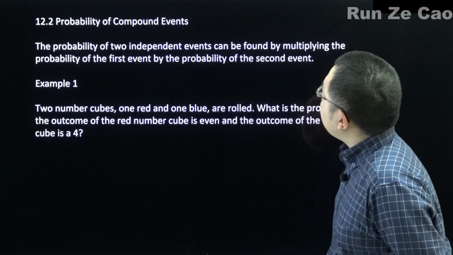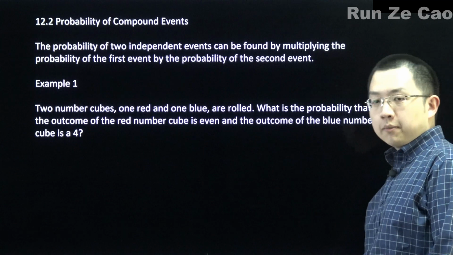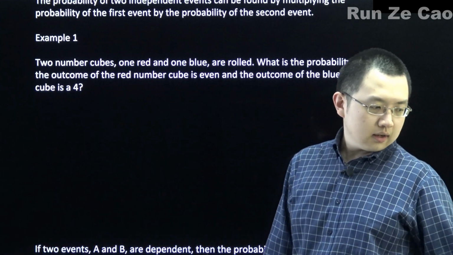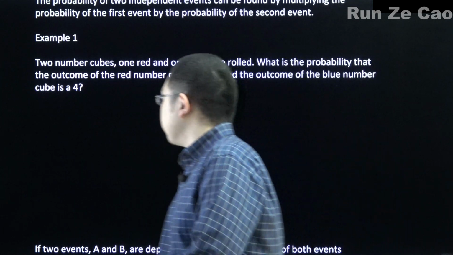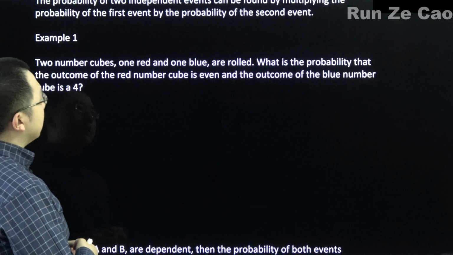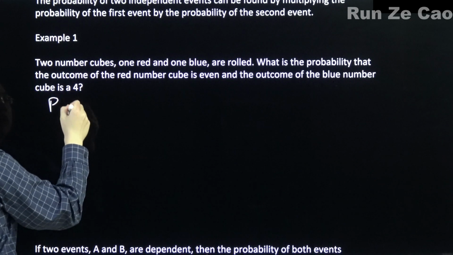Probability of compound events. The probability of 2 independent events can be found by multiplying the probability of the first by the probability of the second. So let's say we have 2 number cubes, one red and one blue, rolled. What is the probability that the outcome of the red number cube is even and the outcome of the blue number cube is a 4?